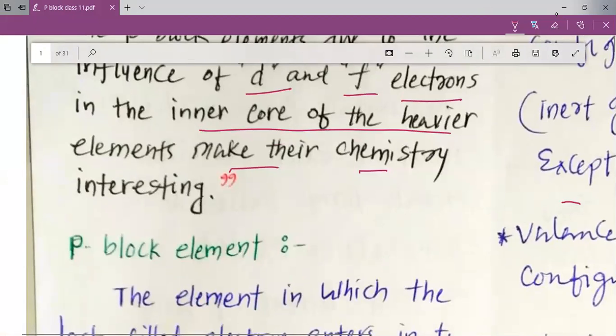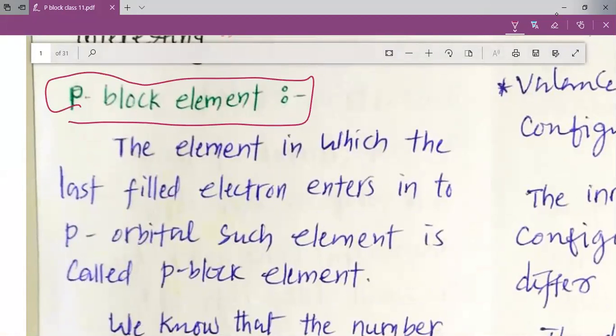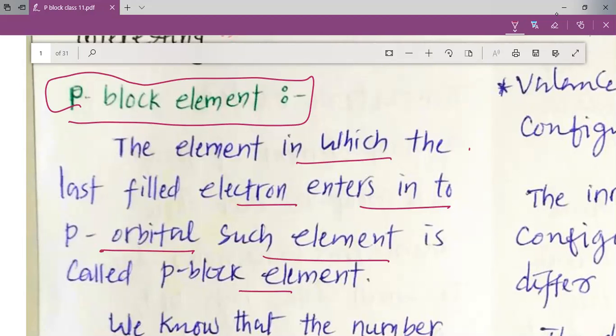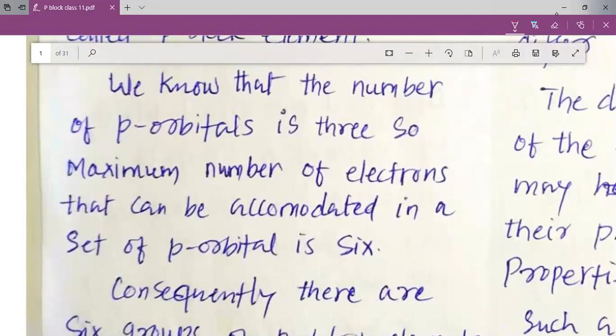So my dear students, we are going to study a very interesting chemistry, that is the chemistry of our p block elements. So let us start studying about the p block elements. This is the definition that we can write for our p block element: the element in which the last filled electron enters into the p orbital, such element is called the p block element. If the last filled electron goes into the p orbital, that element is called a p block element.